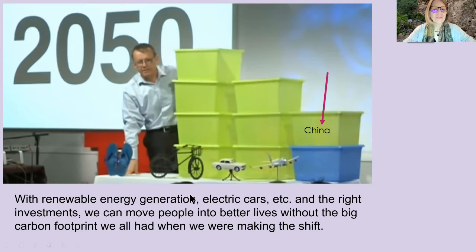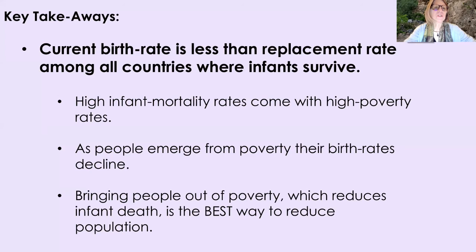And again, with the right investments and the right policy, we can move these 2 billion poorest people in the developing world, who aspire to buy a bicycle. And as we do that, the population rate will begin to fall because these people will quit having such large families because more of them will survive.